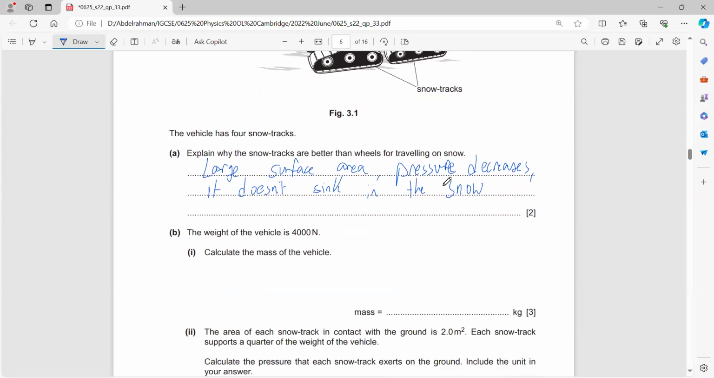Okay, nice. The weight of the vehicle is 4,000 newtons. Calculate the mass. Weight equals mass times gravitational acceleration. So mass equals weight over g. Weight, 4,000 over g. What's the g? 9.8. So the mass would be how much? 400 and something. 408 kilograms.